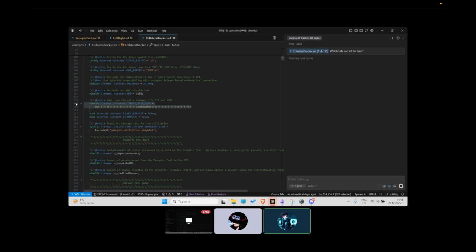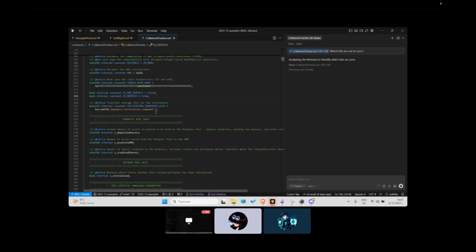It's probably 112, 149, but just to make sure. So it's 38. 38 bits. Okay, let's continue. Not deposit. I like how they use flags for false and true. Nice. Is not deposit flag. Very pretty.